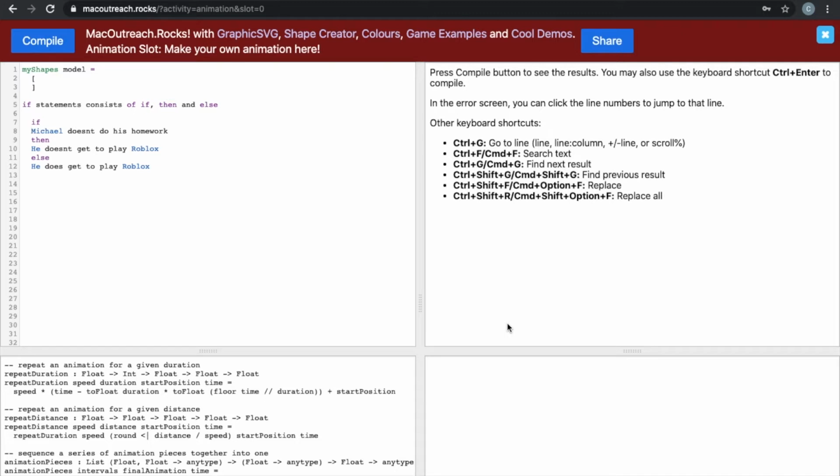If that seems abstract, then don't worry. Here are some 3 real-world examples of that. If Michael doesn't do his homework, then he doesn't get to play Roblox. Else, he does get to play Roblox. In other words, if Michael here chooses to do his homework, then he does get to play Roblox. And if he doesn't choose to do his homework, then he doesn't get to play Roblox.